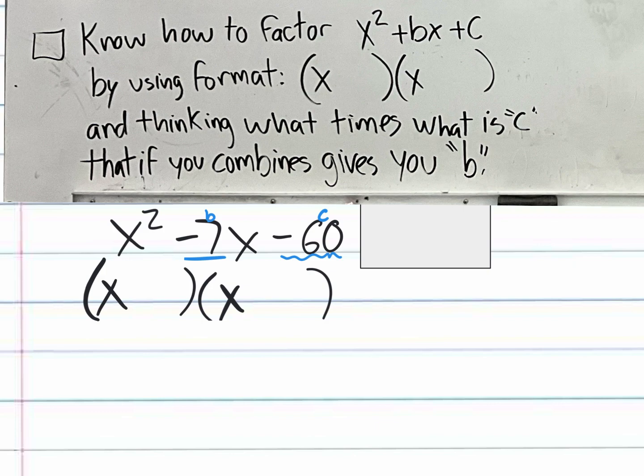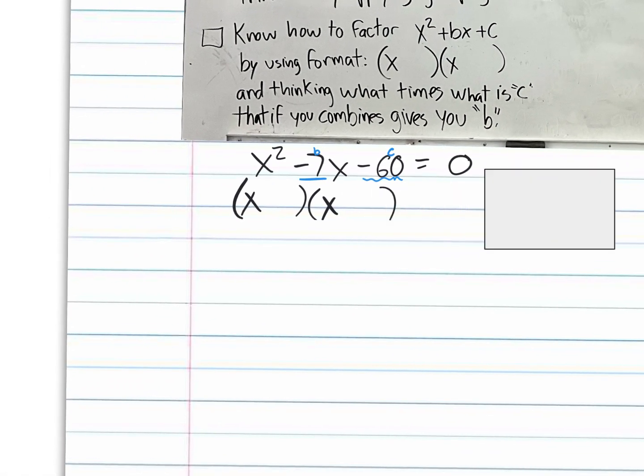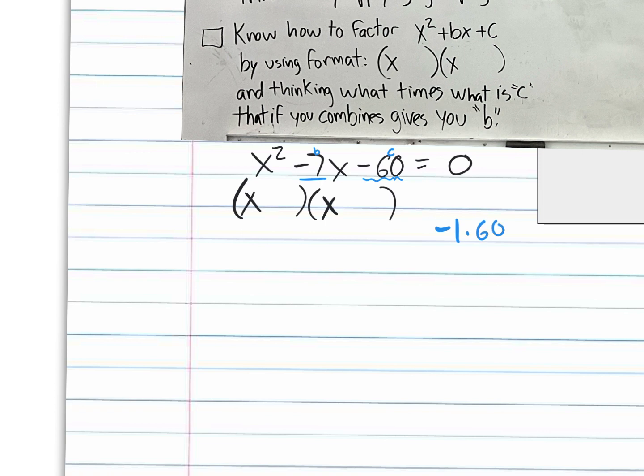So I always say make a list, right? So I'm going to make a list of the multiples of negative 60. So negative 1 times 60, negative 2 times 30, negative 3 times, and if you're totally lost, get a calculator and go negative 60 divided by negative 3, it'll tell you 20. 60 divided by negative 4, it'll tell you 15. 60 divided by negative 5, that'll be 12. 60 divided by negative 6, that'll be 10. And that's all the possible combos, right?